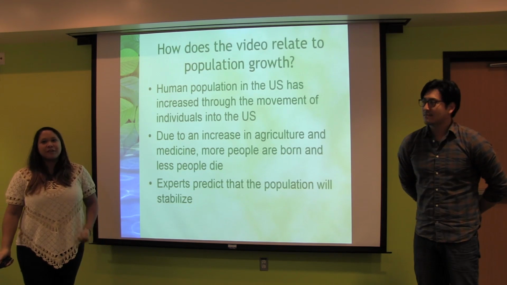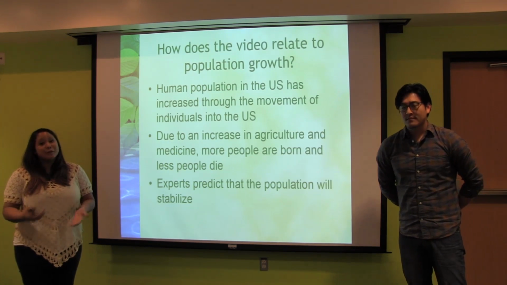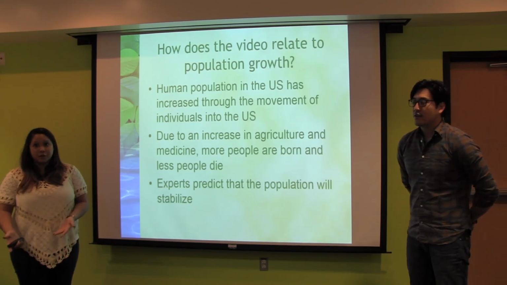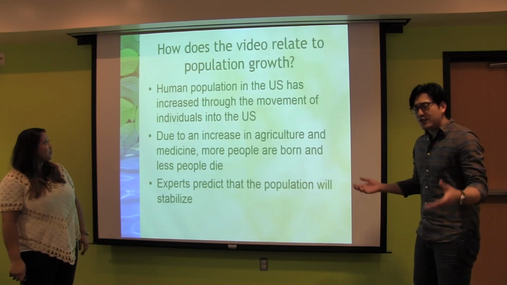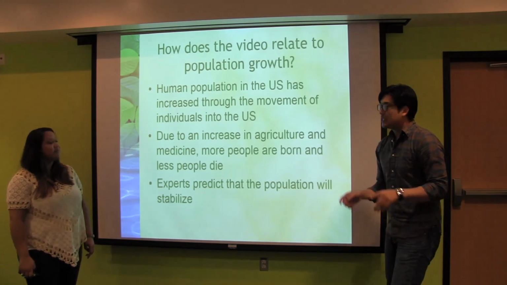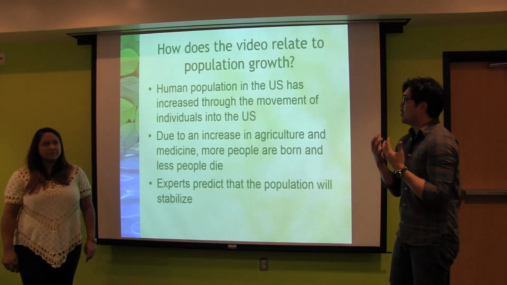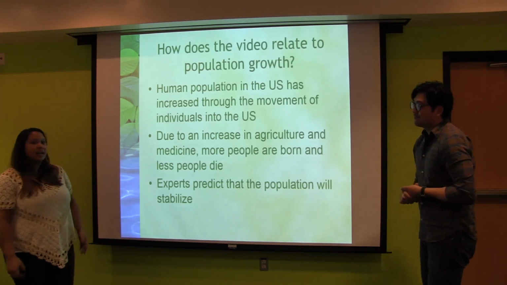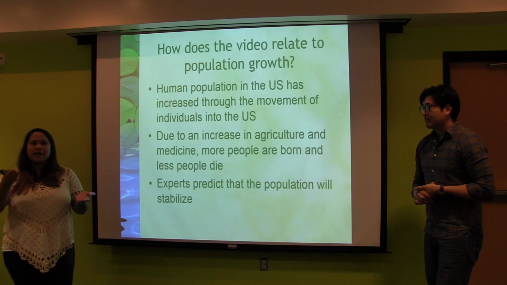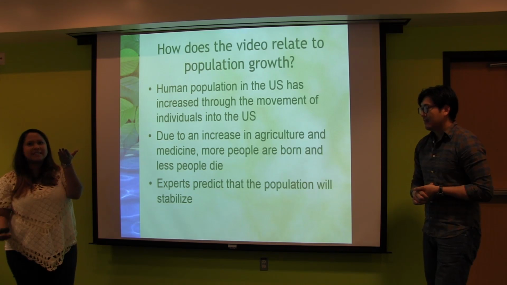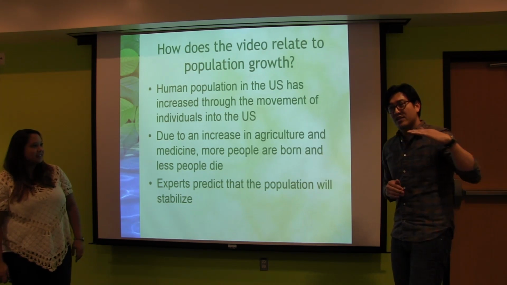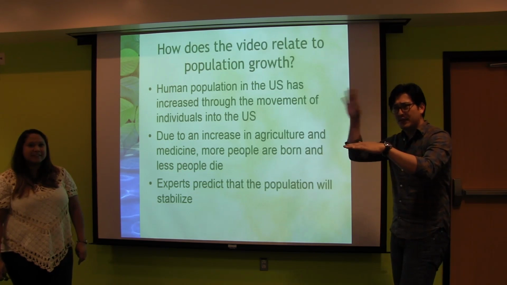Okay, now that we watched the video and you took amazing notes, unfortunately we cannot share them, so Ed and I decided that we're going to write some notes on the video and share them with you. The first thing we noticed was we wanted to concentrate all our thoughts on the US, specifically on how it increased through the movement of individuals. Another note we made was that because there was an increase in agriculture and medicine, the number of births increased while the number of deaths decreased. And another thing is experts predict that populations will eventually stabilize somewhere in the future.